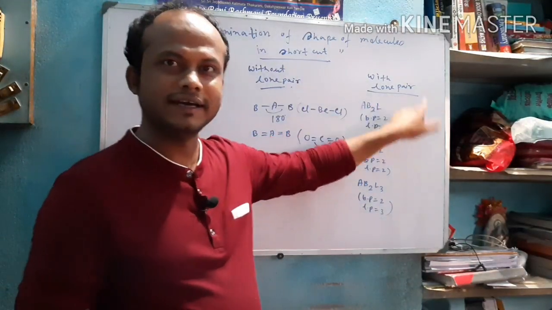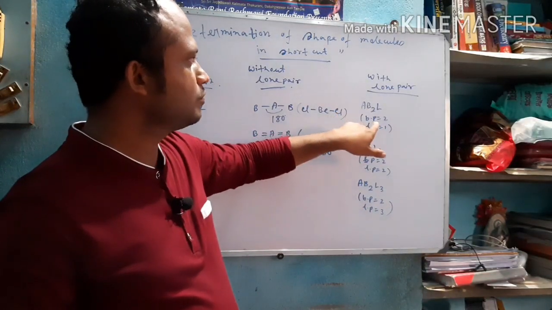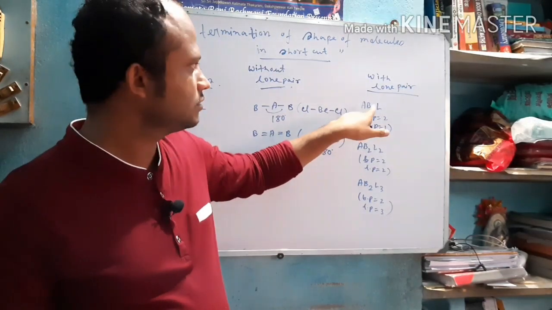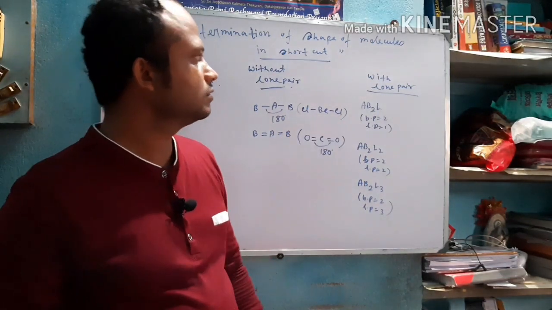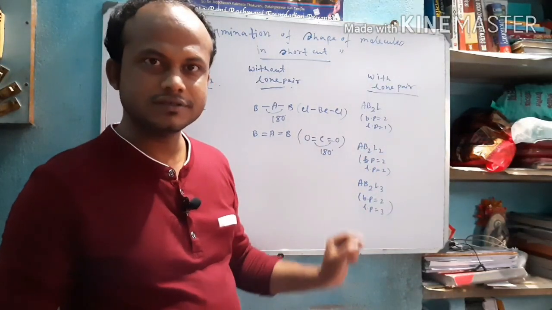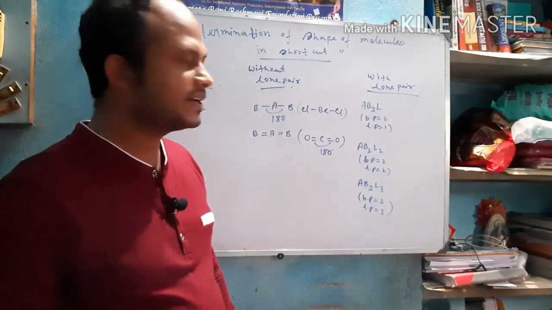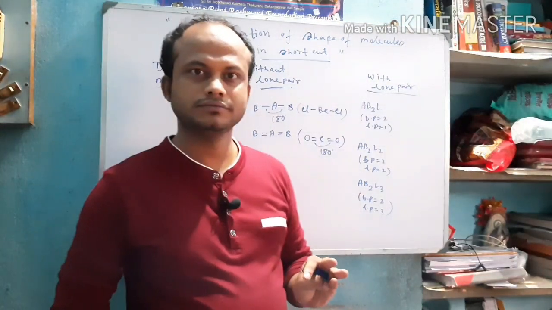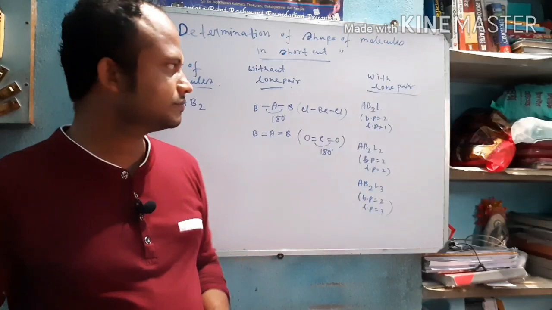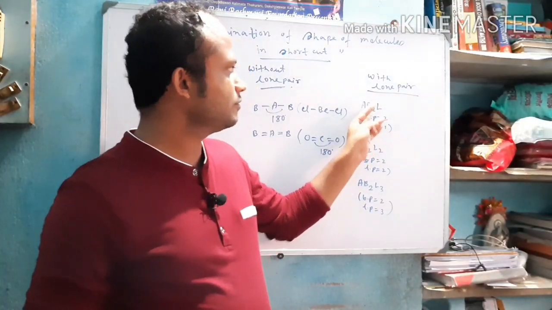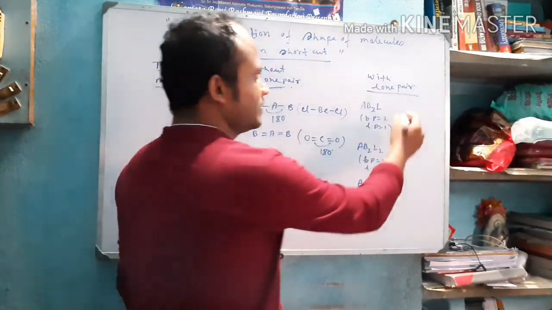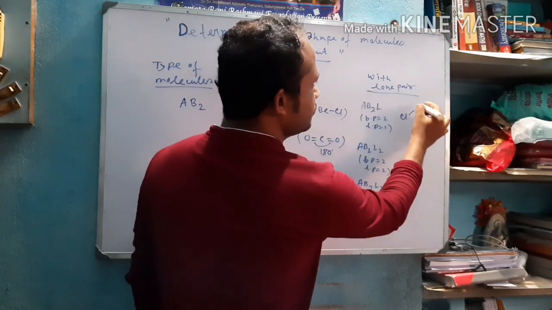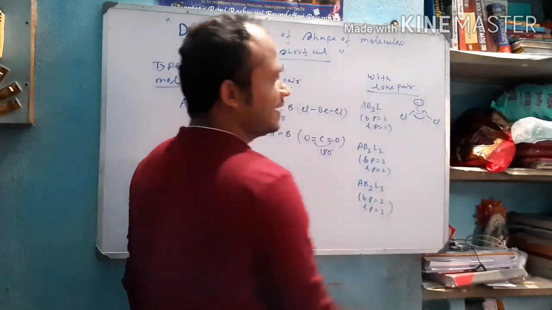Firstly, AB2L, here 2 bond pair and 1 lone pair. So the valence electron of A is 2 and 2, 4 electrons. 4 electrons means a group 14 element. Group 14 elements are carbon, silicon and also tin, lead. But here carbon and silicon can't form this type of molecule. Sn can form this type of molecule, SnCl2 with 1 lone pair, and the angular structure will form.